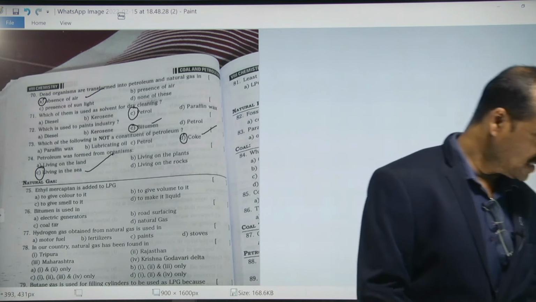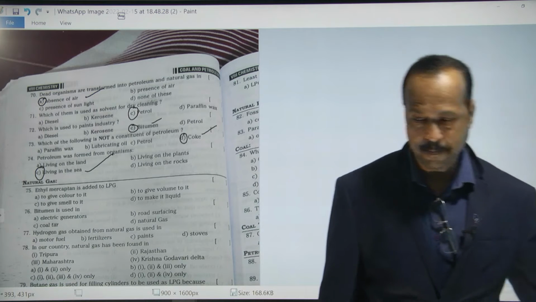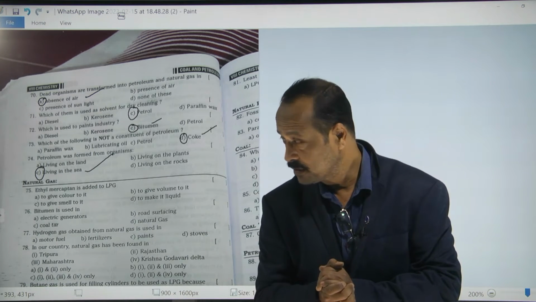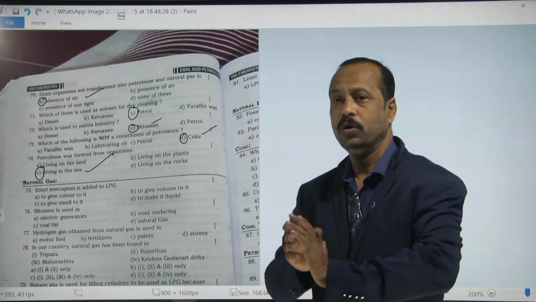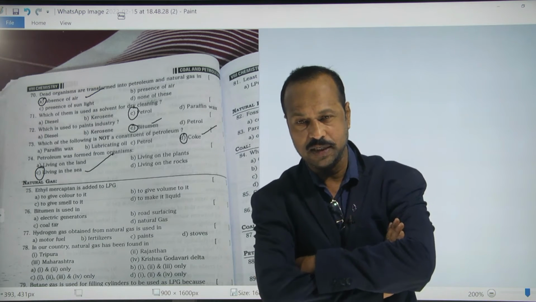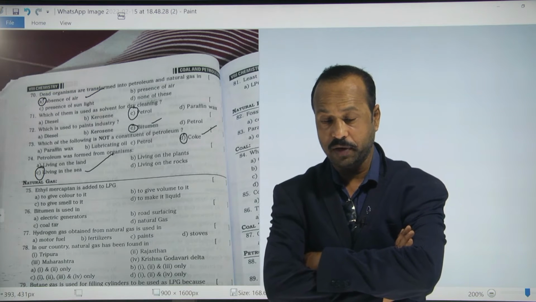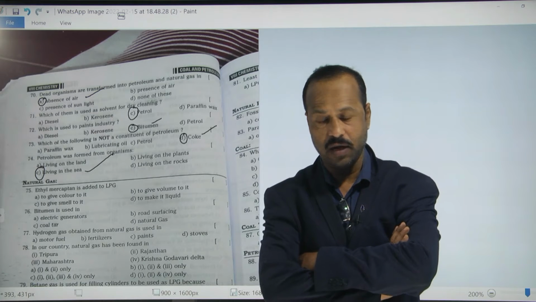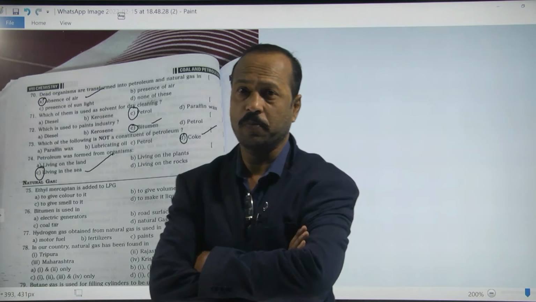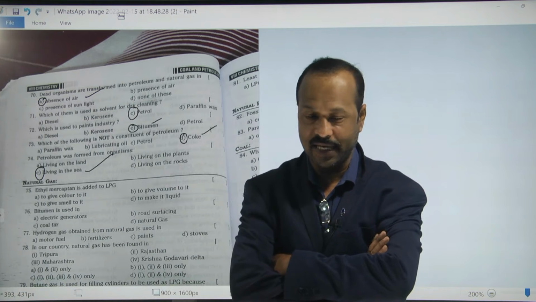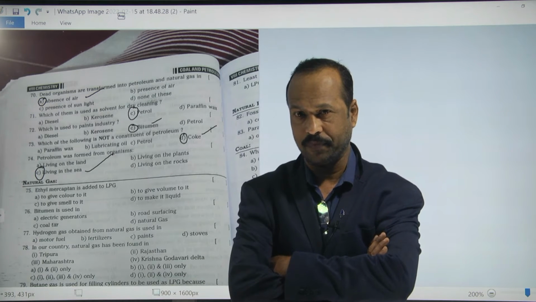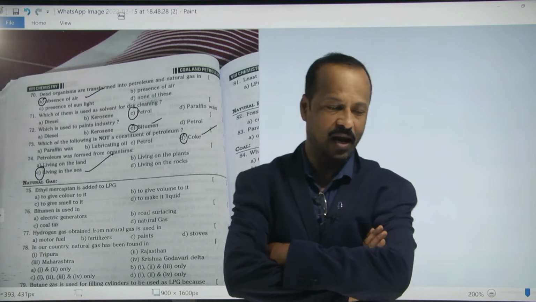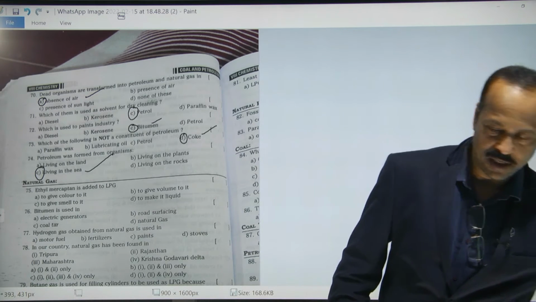Okay, LPG gas. First I am explaining something, you listen carefully. You know that LPG gas leakage is dangerous. Do you know this one? Now, for example, LPG gas is leaking. How can you find it? Smell. So the answer is the smell.